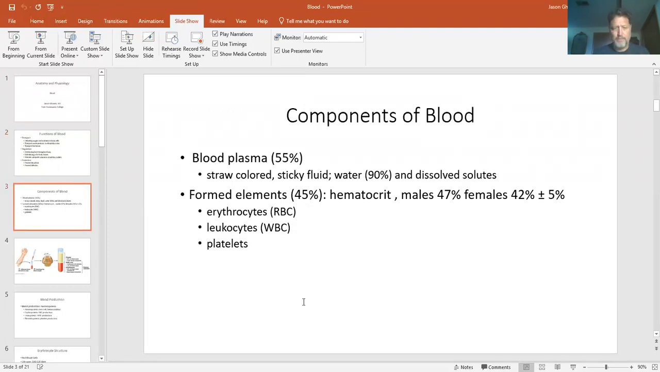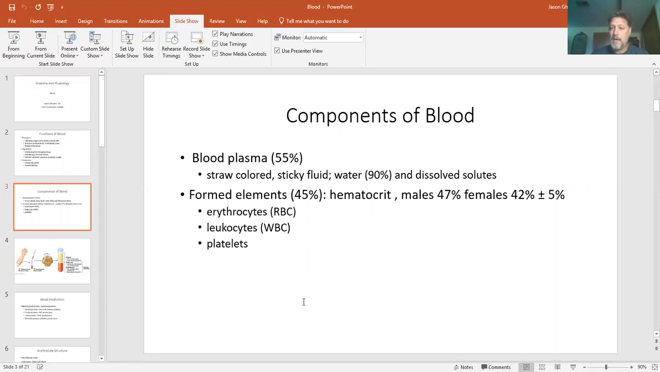So what's blood made of? Mainly, it's a sticky fluid called plasma. This has lots of things. It's got proteins in there, it's mainly water, but we've got salts in there. And about 55% of your blood is this. Then the part that we normally think of as blood is what we call the formed elements. The formed elements make about 45% of it.